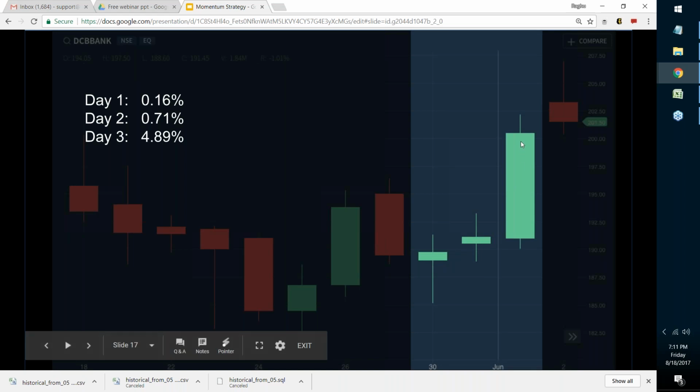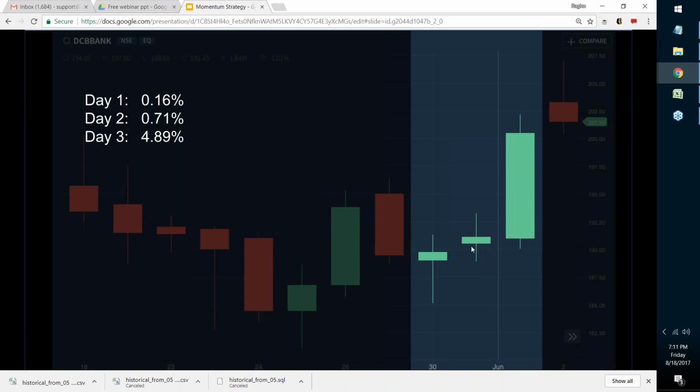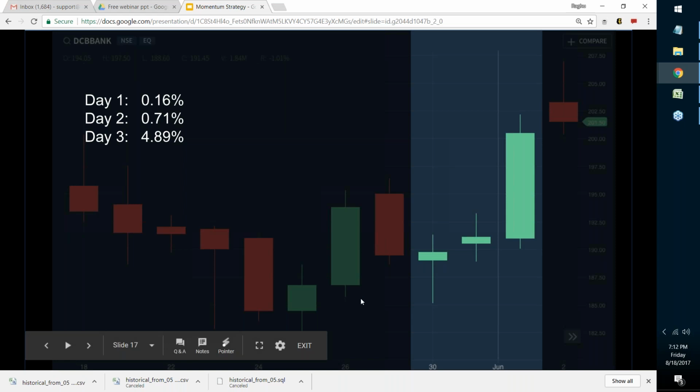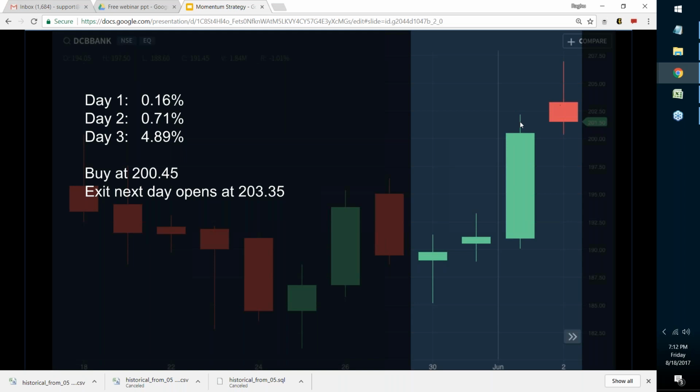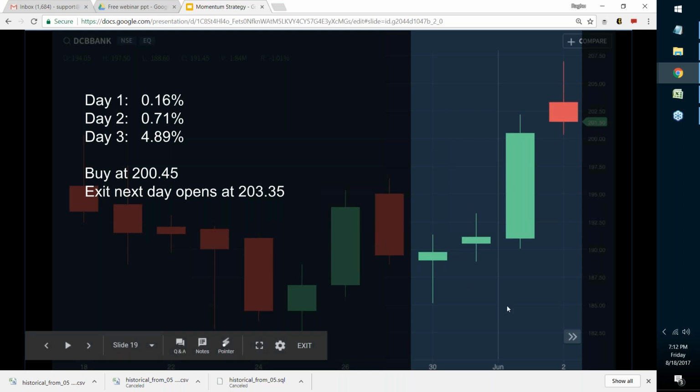And this is day number three. So the difference between the closes has been increasing every day, and the stock is trending upwards, right? So therefore, we would buy at the close over here, and we would sell the next day at the open and capture the profit. Does that make sense?